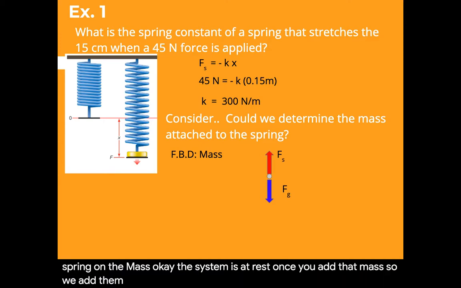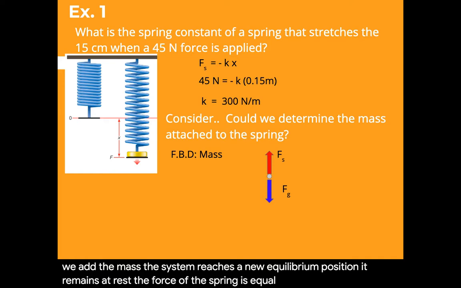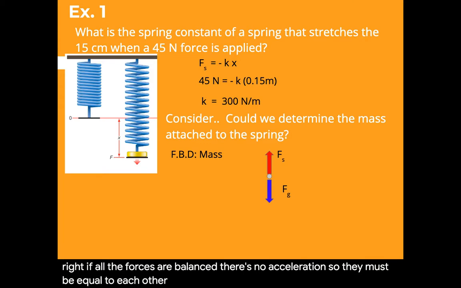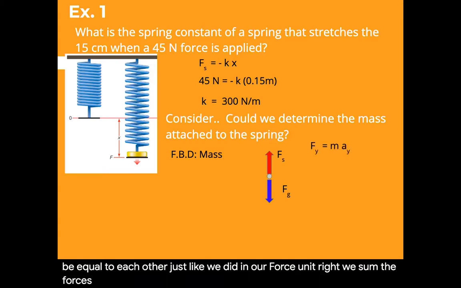Okay, the system is at rest once we add that mass. So when we add the mass, the system reaches a new equilibrium position. It remains at rest. The force of the spring is equal to the force of gravity, right? If all the forces are balanced, there's no acceleration, so they must be equal to each other. Okay, so just like we did in our force unit, we sum the forces and we set them equal to m times a. We use Newton's second law.